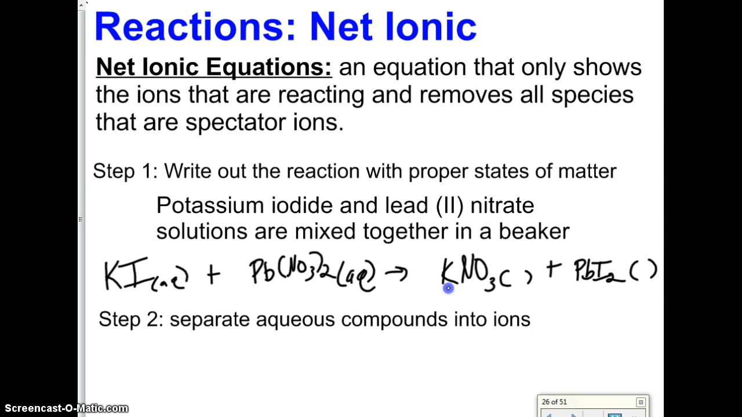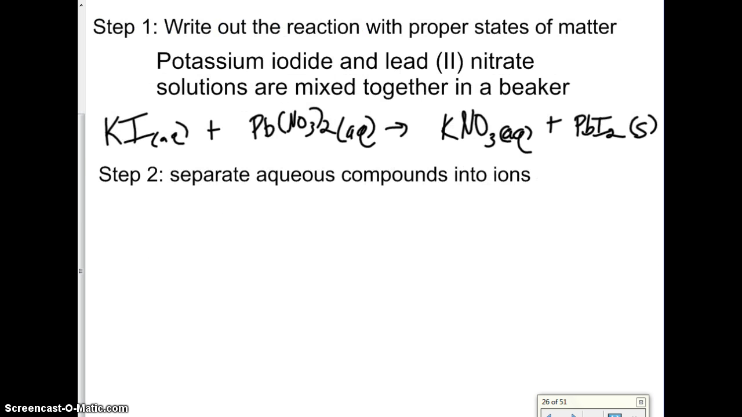In this case, we have potassium and nitrate, which are both always soluble. So this guy's aqueous. And we have lead iodide, so we have a halogen bonded with lead. Well, halogens are soluble with everything except lead, silver, and mercury. So this guy is actually our solid. It's our precipitate.